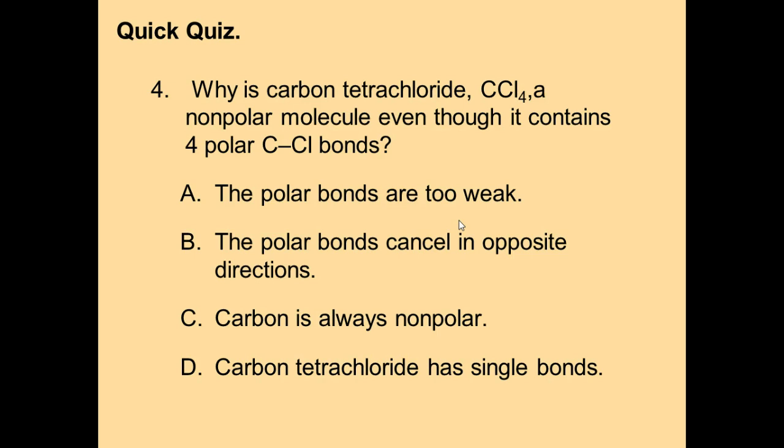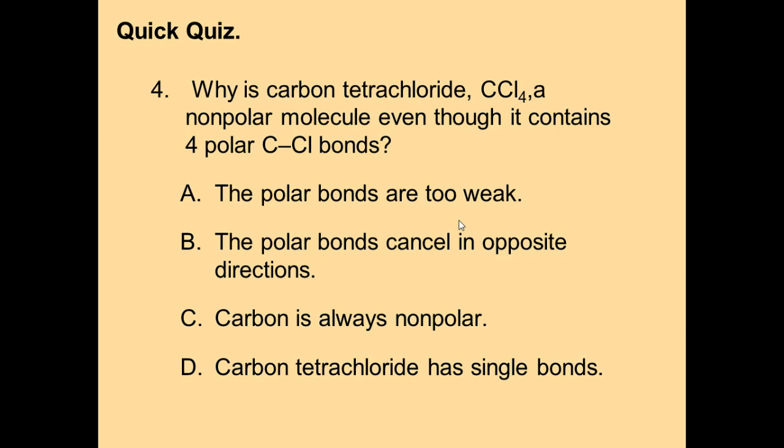So why is carbon tetrachloride, CCl4, a nonpolar molecule even though it contains four polar bonds? A, the polar bonds are too weak. B, the polar bonds cancel in opposite directions. C, carbon is always nonpolar. Or D, carbon tetrachloride has single bonds.